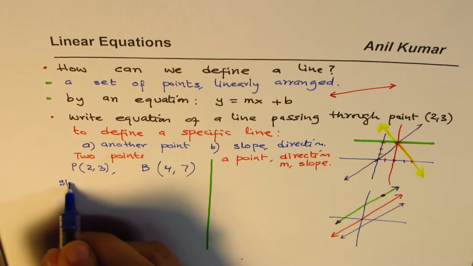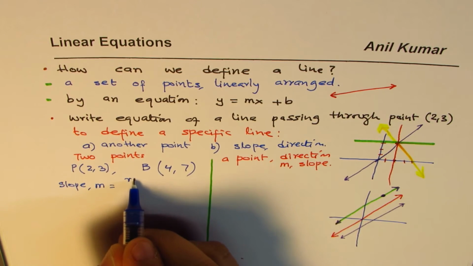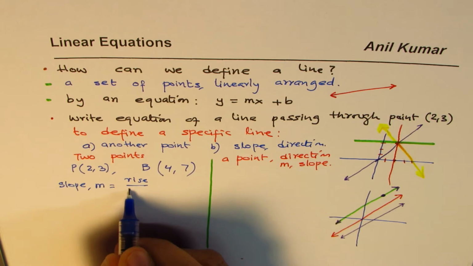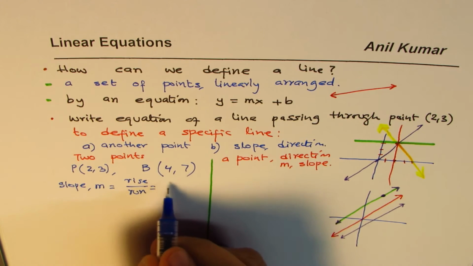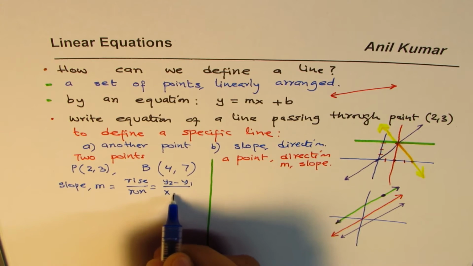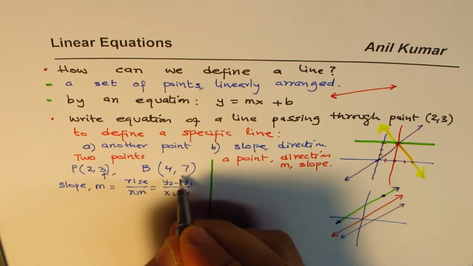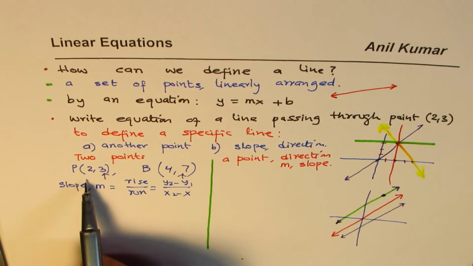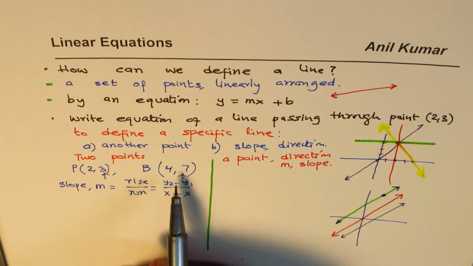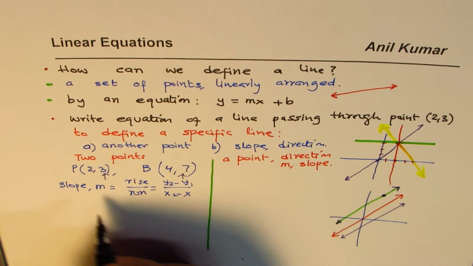So slope is actually written by letter M normally. It is rise over run. Rise is change in Y, that is Y2 minus Y1 over X2 minus X1. Now Y2, Y1 are actually your Y values. You can treat any one as your first point, the other one as the second point. Normally we treat this as the first, that as the second, correct? So we will use first and second standard points.